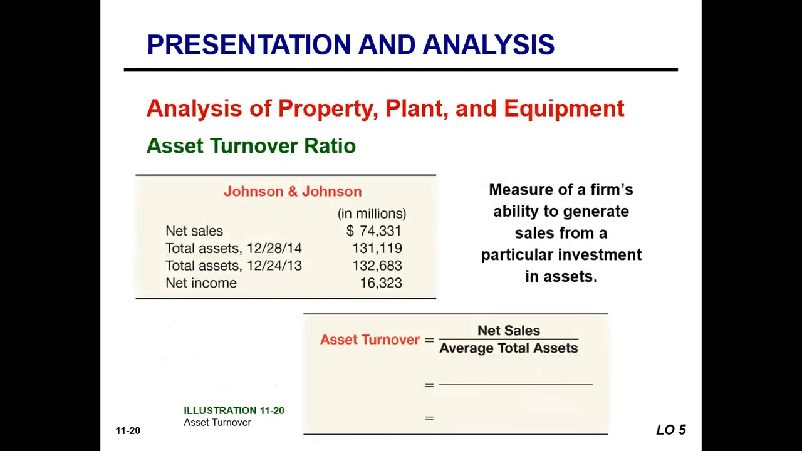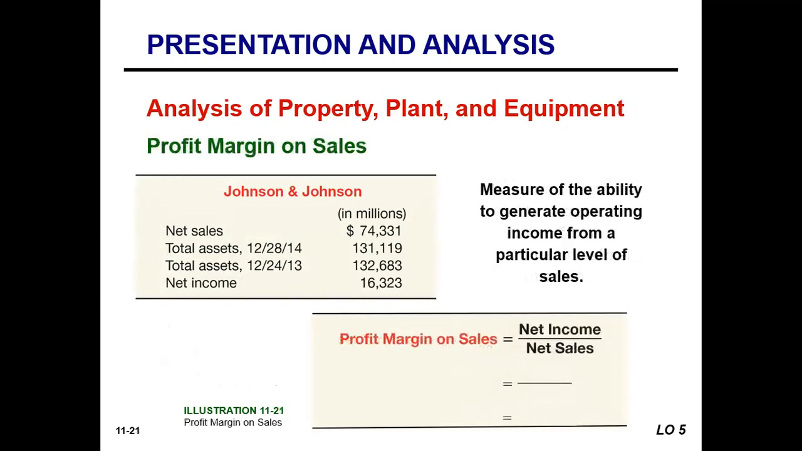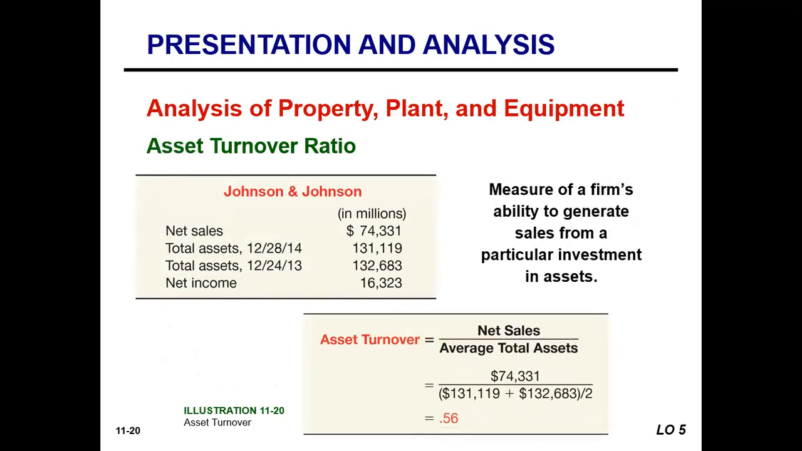All right, so the asset turnover ratio, like we see here, that formula, net sales divided by average total assets. To get that average, we have to take beginning of the year assets, end of the year assets, add them together and divide by 2 to get the average. So in this case, we have asset turnover of 0.56 in this example. Just like it shows here, it's a measurement of a firm's ability to generate sales from a particular investment in assets.